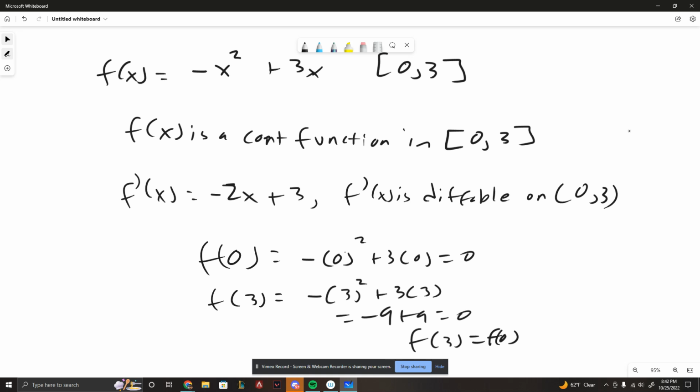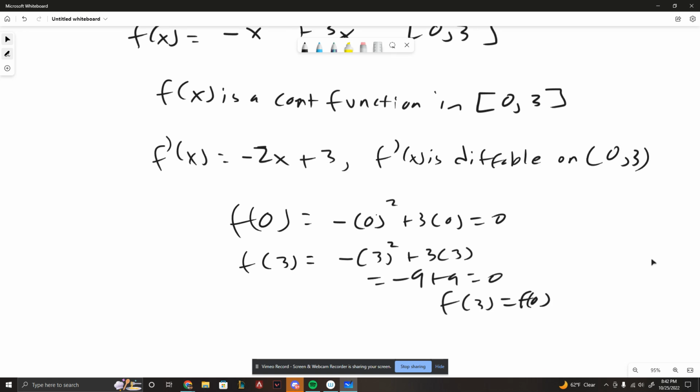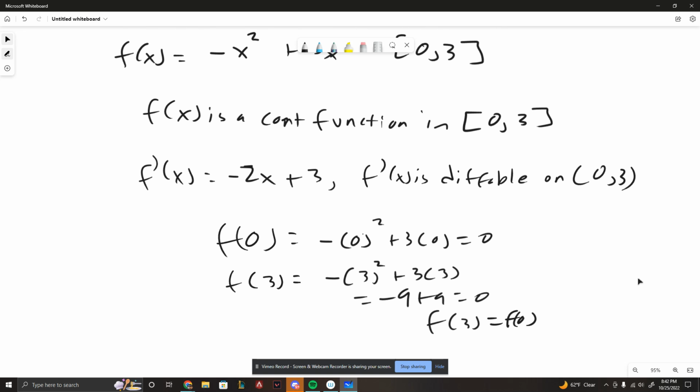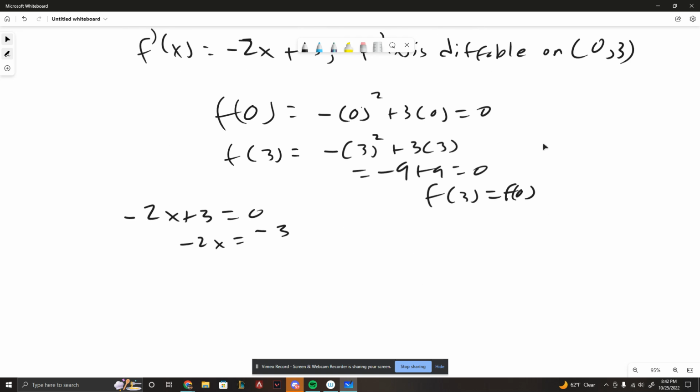So now let's figure out where our value is 0. Basically all you really have to do at that point is just solve your derivative for where it equals 0. So f prime of x is negative 2x plus 3. Let's see where it's 0. So we solve this: x is equal to 3 over 2. And that's where it is.